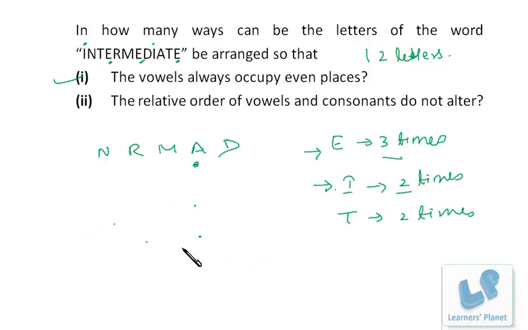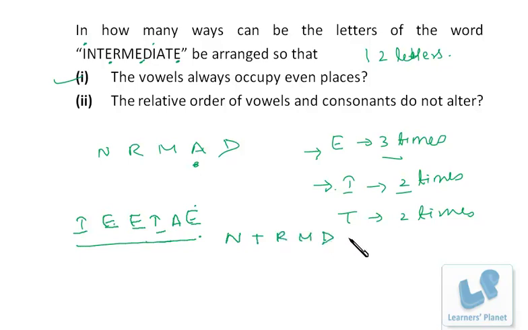Now the second case is that the relative order of vowels and consonants does not alter, right? So what is the order of vowels? That is I, then E, then further E, then I, and then E, and then E, right? So this is the order of vowels, and the consonants, it's N, T, R, M, D and T. 3, 3, 6 and 6, 12, right?